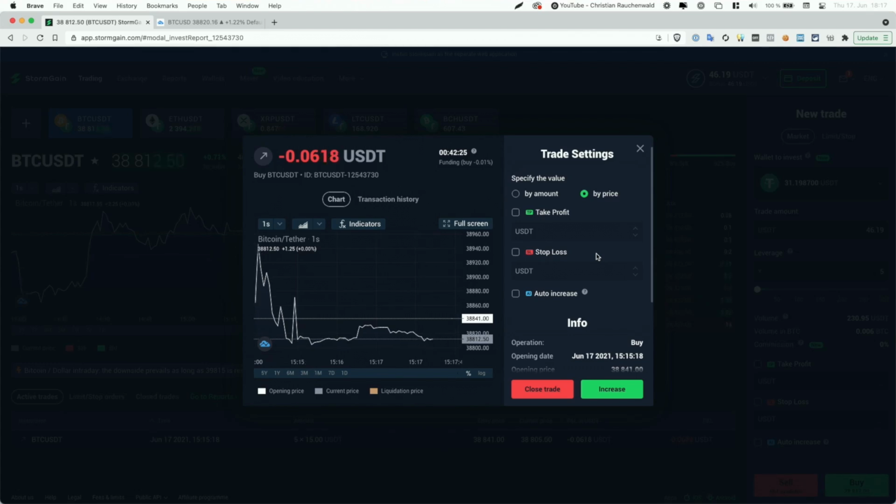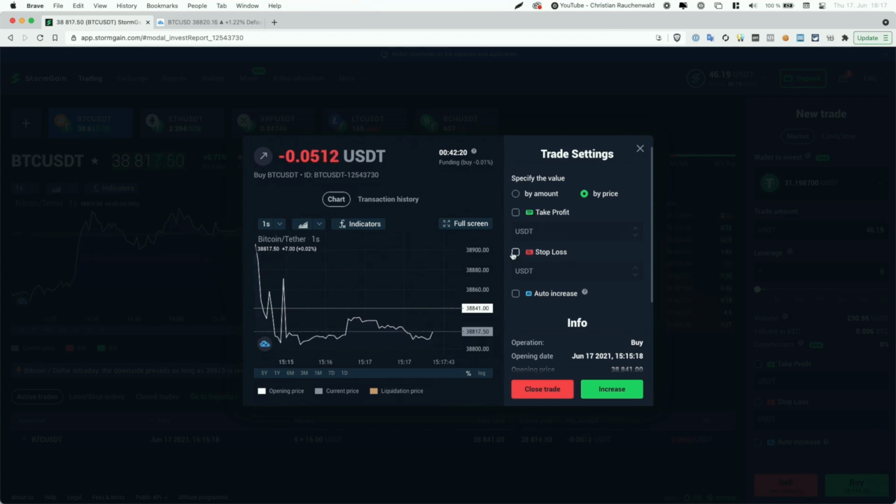Last but not least, within the position details, you're also able to either add, change, or remove your take profit and stop loss levels.